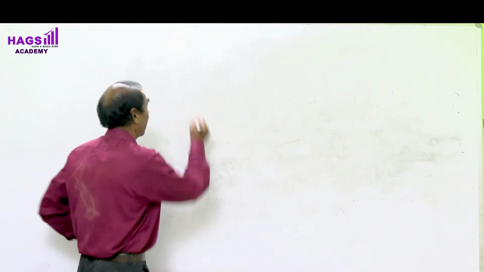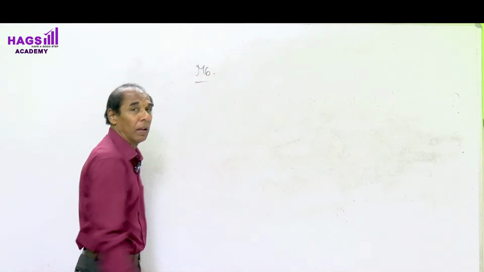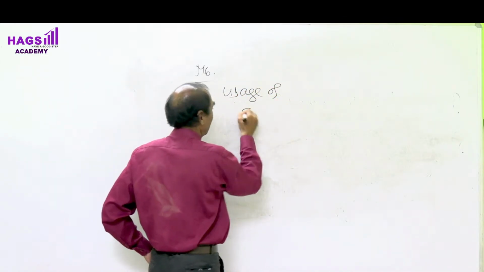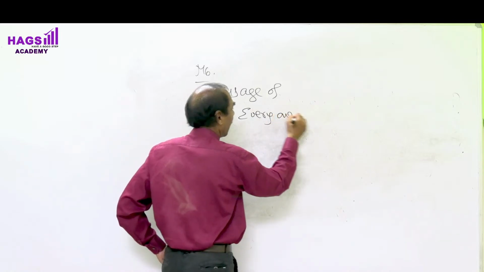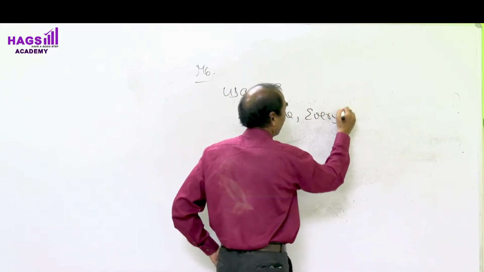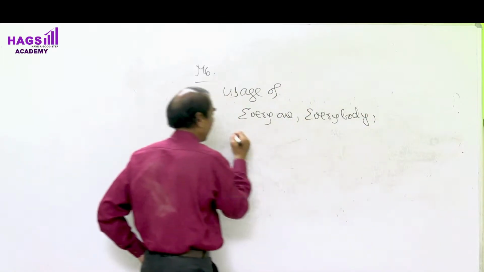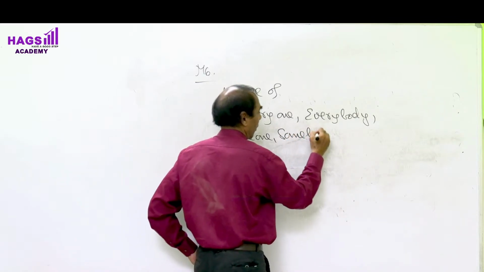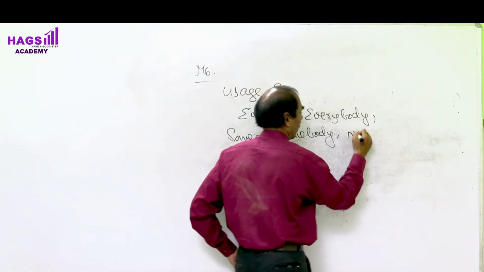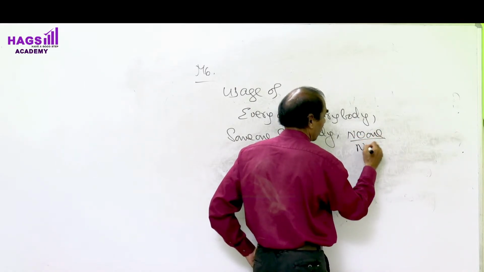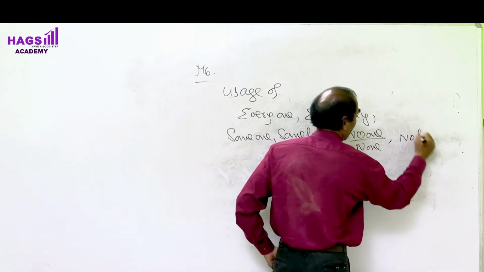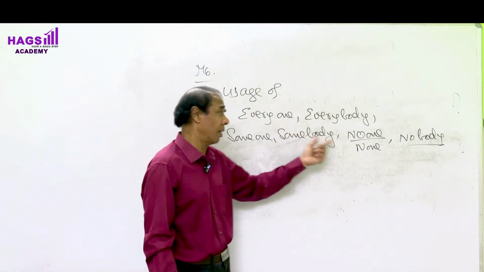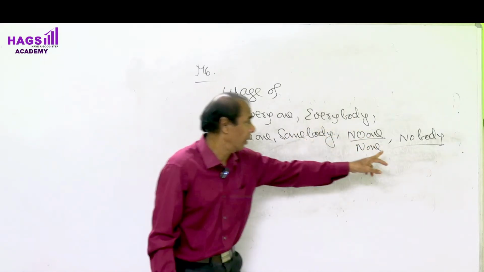Model number 6. Now look at the word. Usage of everyone, everybody, someone, somebody, no one or none. Both are same. Okay? Nobody. Everyone, everybody. Someone, somebody. No one or none. Both are same. Nobody. Right?